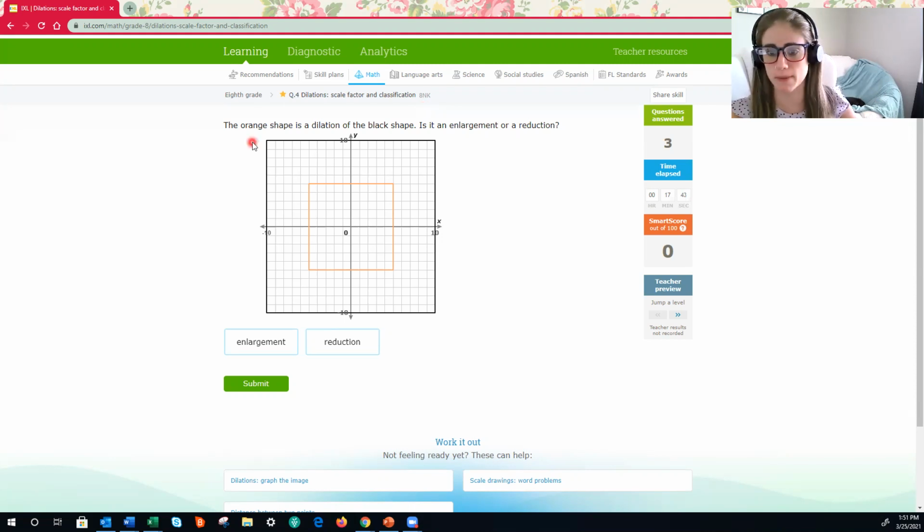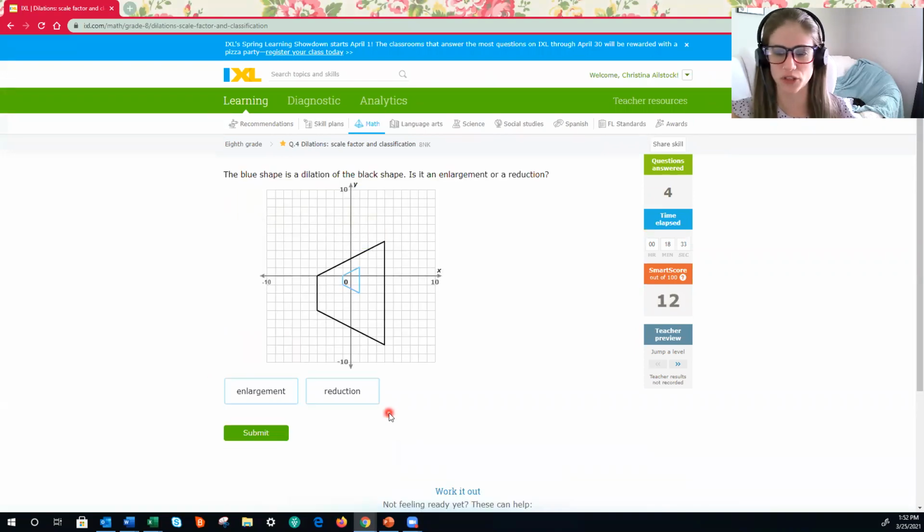All right, the trickiest part about this, in my opinion, is reading the directions so you know which way it goes. The orange shape is a dilation of the black shape. That means the orange shape is the shape after it's been dilated. That is our prime image. And then the black shape, so in this case the black square, that is the pre-image. That's our original. So it went from here to here. Orange has been dilated. Was it enlarged or reduced? Well, it got smaller, which means it's a reduction. It was reduced.